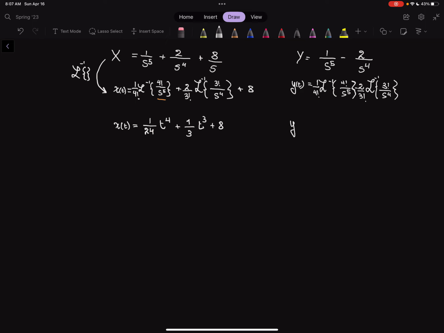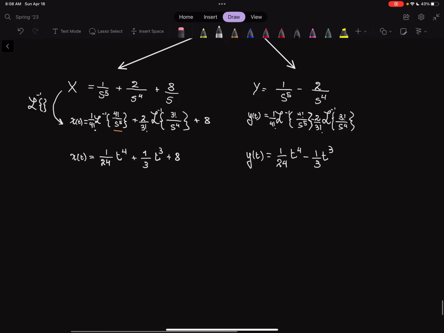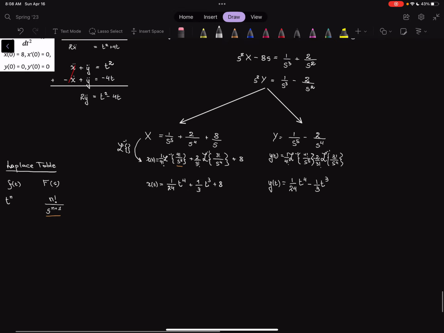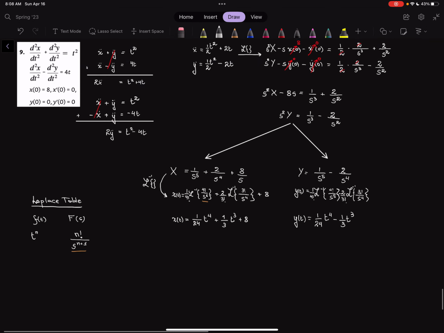And for y of t, we can say 1 over 24 again times t to the 4th, and then we have minus 1 over 3 times t to the 3rd. And these should be our answers. I'll show you in part B how to do it in MATLAB and how to check whether these are indeed correct. I'll see you there.